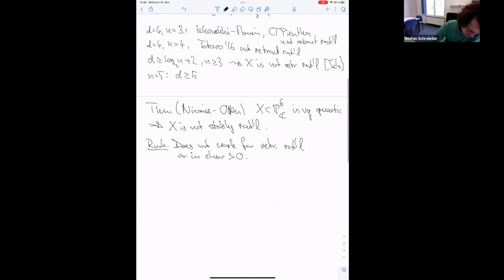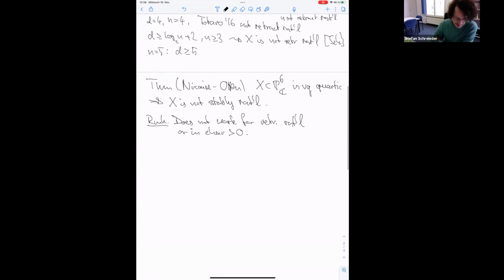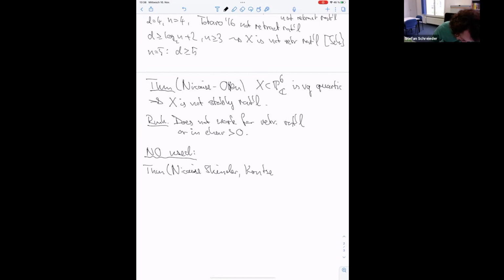Okay, so before I explain the answer that we found with Nap, I want to recall how Nicaise and Ottem proved this theorem. I already mentioned that they are using an obstruction that is really sensitive to stable rationality and not retract rationality. And this is the motivic obstruction of Nicaise, Shinder, and Kontsevich-Tschinkel.